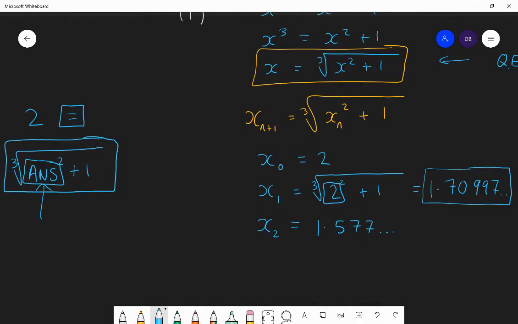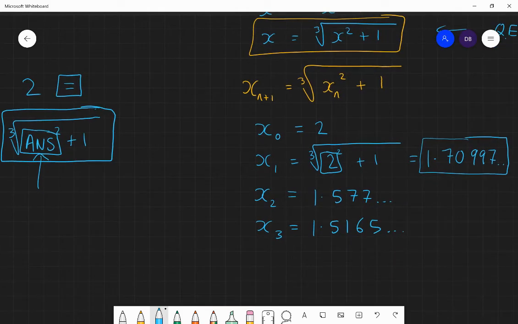Okay, and then you keep going. So the third value of x, press equals: 1.5165... So again, that has changed. So this third value of x is not the same as the second value of x. So I'm going to keep pressing equals a great many number of times. I'm going to write down the 15th value of x.